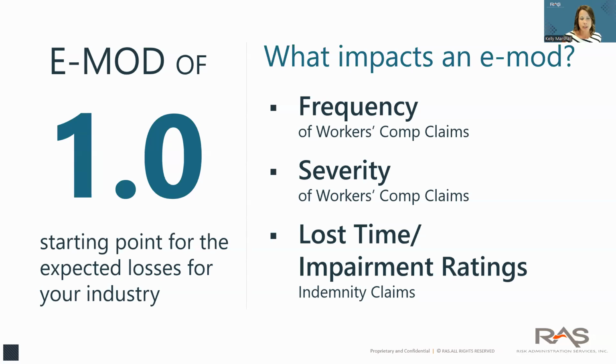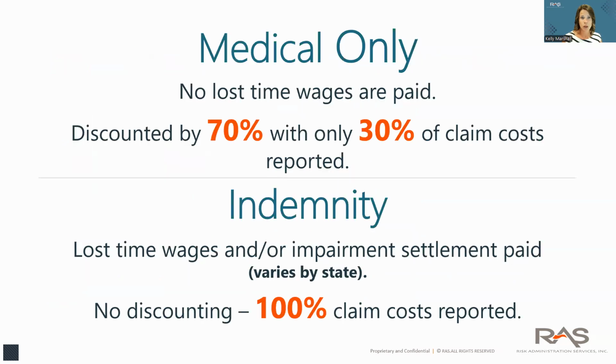The bigger impact here are the bottom 2 bullets, the severity of your workers' compensation claims, and then most importantly, any lost time claims or claims where an injured worker experiences an impairment rating. We'll talk a little bit more about each of these. So those 2 types of claims that impact your EMOD are divided into medical only claims and indemnity claims.